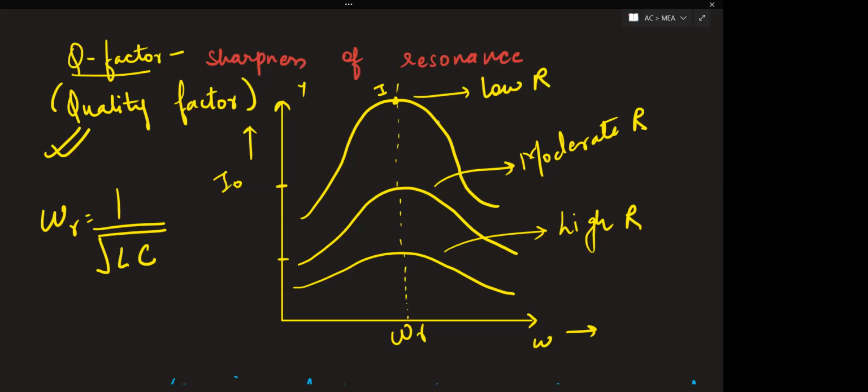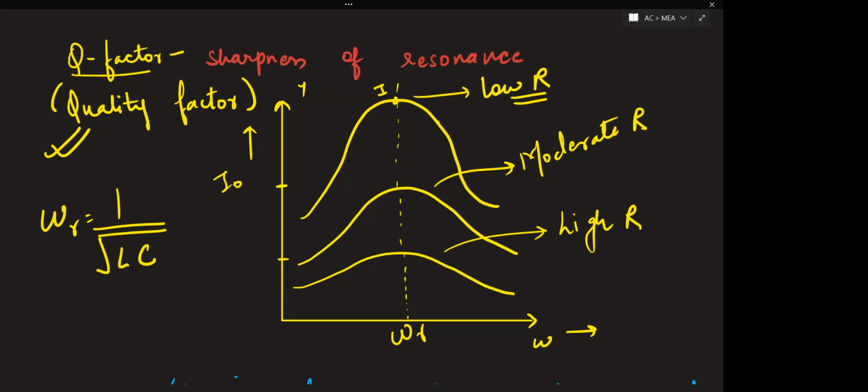Now see, the resonance frequency is independent of R, but this sharpness or peak depends completely on R. Understood? The sharpness of the graph is dependent on resistance. How much will the resistance be in the circuit? That will determine your current. If more resistance is there, more obstacles are there, more ions are present, that will oppose the flow of current. So current will be less.